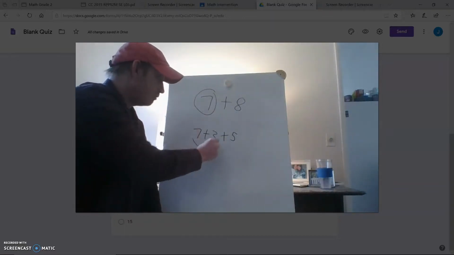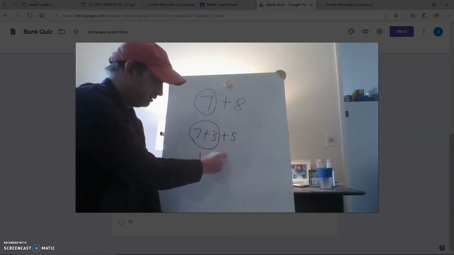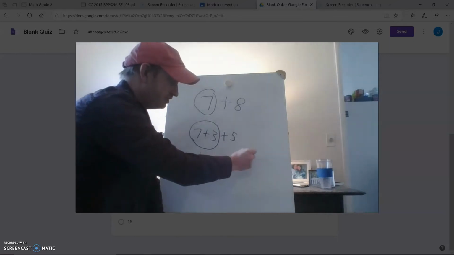And then 7 plus 3 is 10. 10 plus 5 is easy. 15.